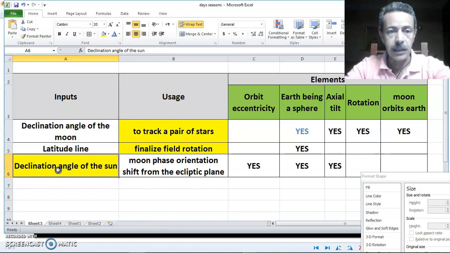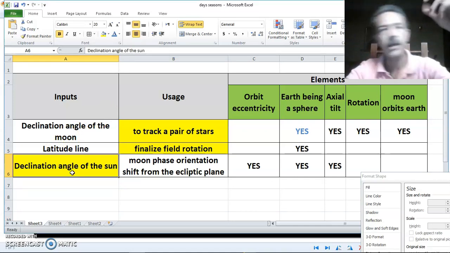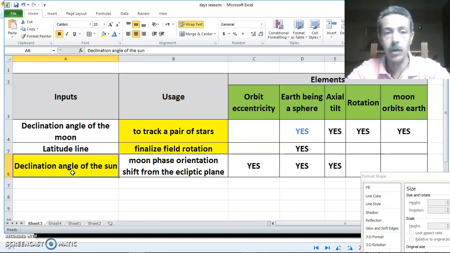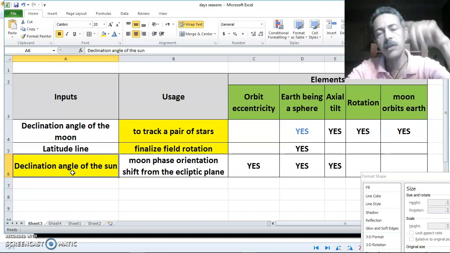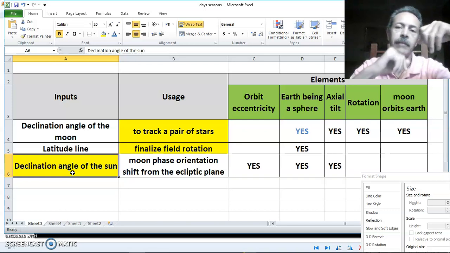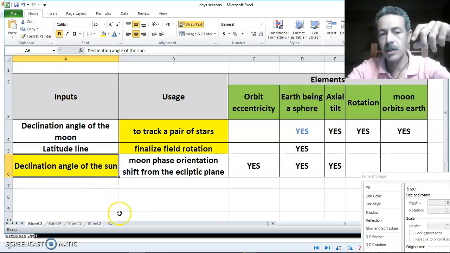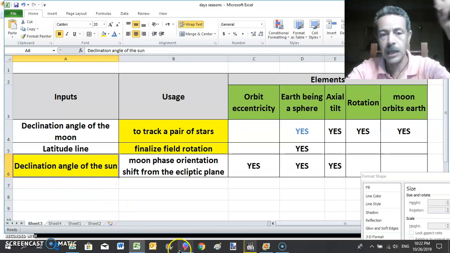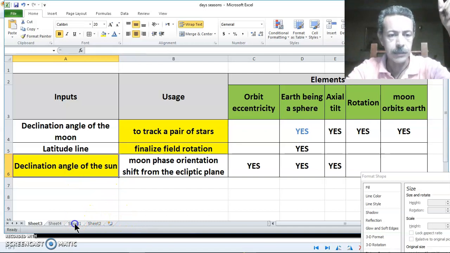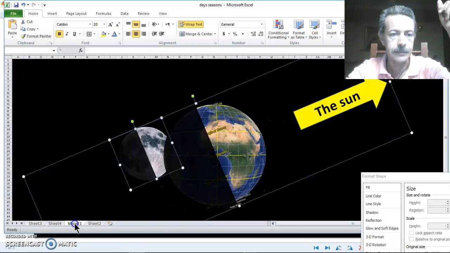The last thing is the declination angle of the sun. Why do I need the declination angle of the sun if I'm going to talk about the moon's rotation? Actually, you can ignore it, because for the rotation of the sky at night you don't need the sun. But I wanted to simulate the terminator line, and the terminator line changes according to the declination angle of the sun. Let me show you this one here.